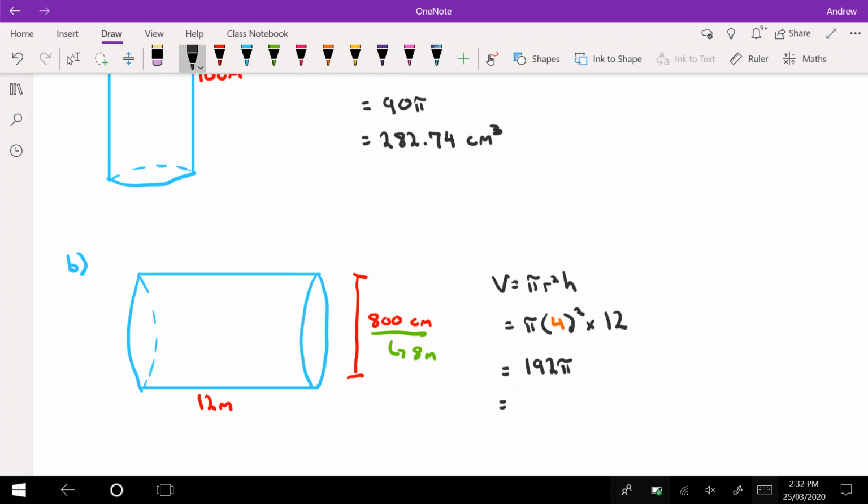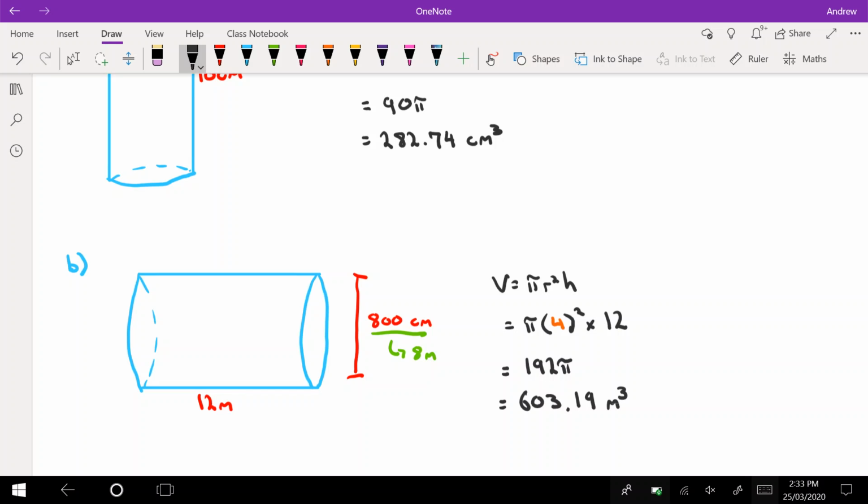Can someone confirm or deny? Oh, I was going to say 600 and I underguessed it. Damn it, that would have looked so good. So 603.19 meters cubed.